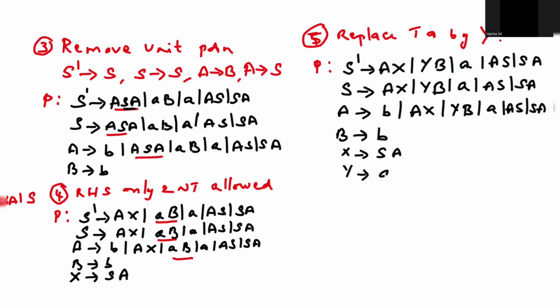Okay, so finally we got on the right-hand side either two non-terminals or a single terminal. So now the given productions are replaced and are in Chomsky normal form. This is the final answer.